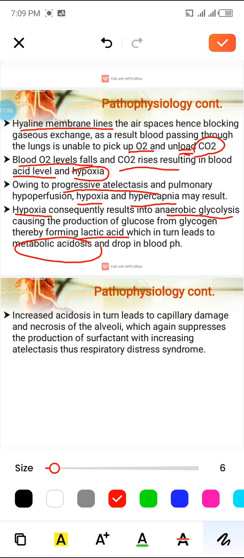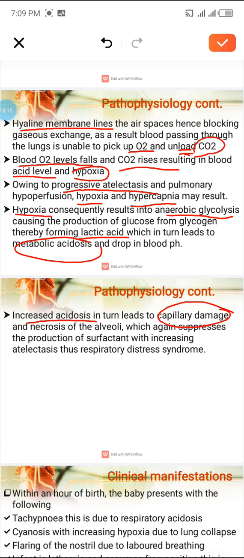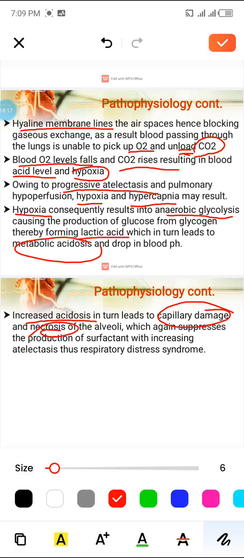Even metabolic acidosis, we are talking about the acids because of carbon dioxide which has increased. So an increase in acidosis. Acidosis is all about carbon dioxide which has increased in the body because oxygen is not going in. So as acidosis increases, it will cause what we call capillary damage and necrosis.